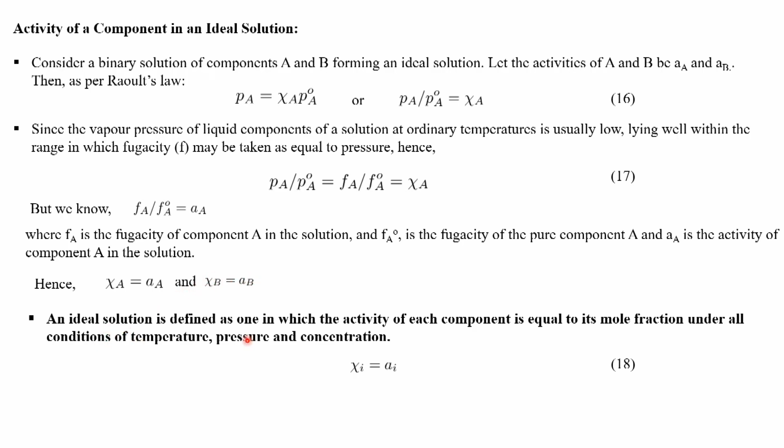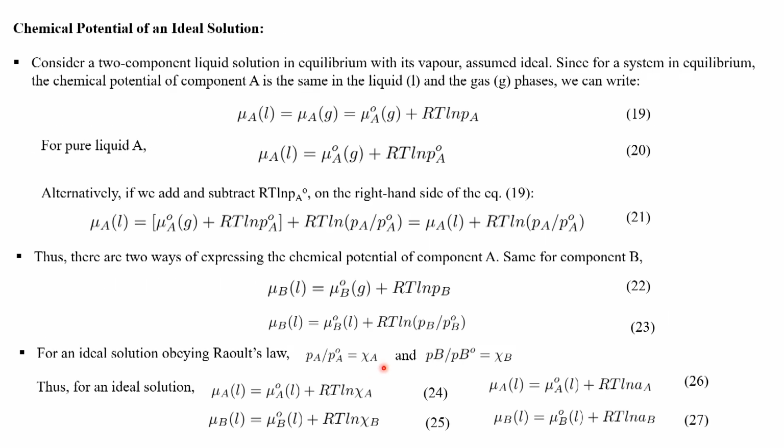So an ideal solution is defined as one in which the activity of each component is equal to its mole fraction under all conditions of temperature, pressure and concentration. So this is another definition of ideal solution. What it says is, if we take component I, then the mole fraction of component I equals the activity of component I. Then we talk about chemical potential of an ideal solution.